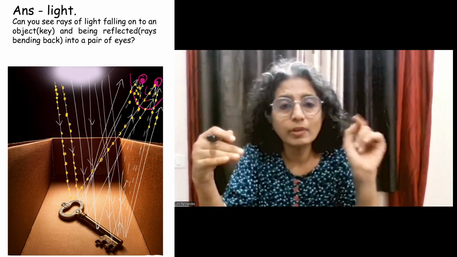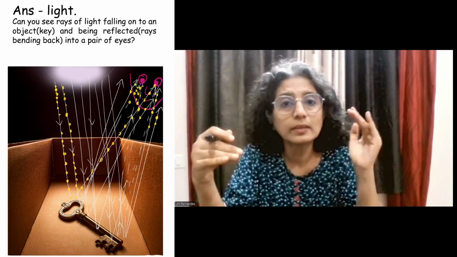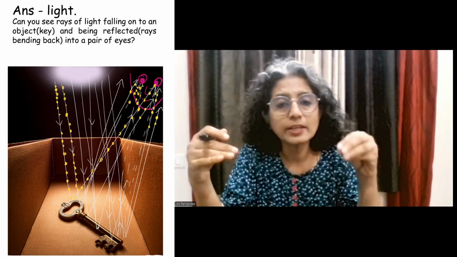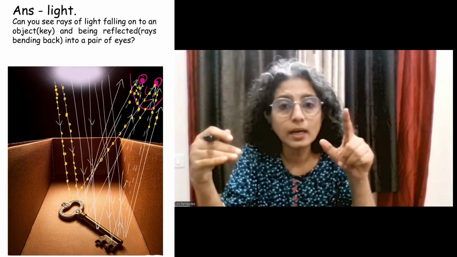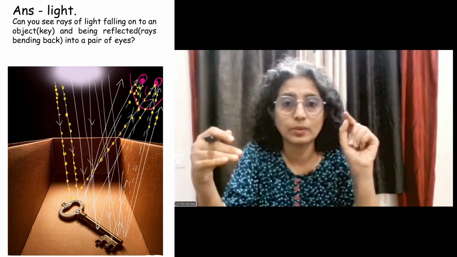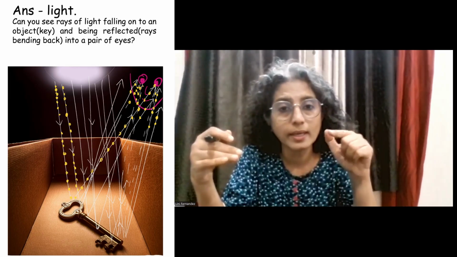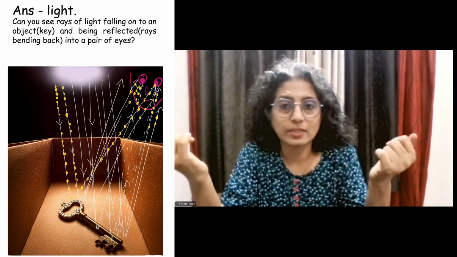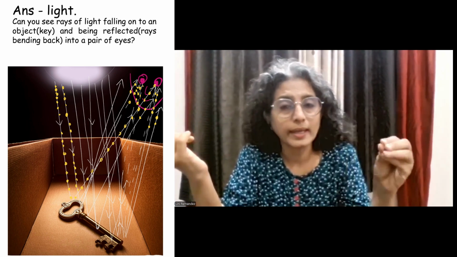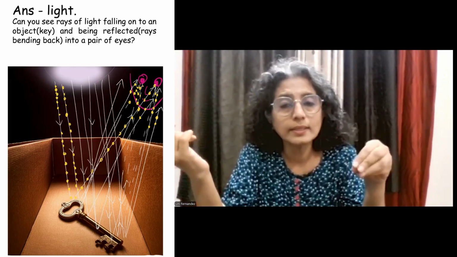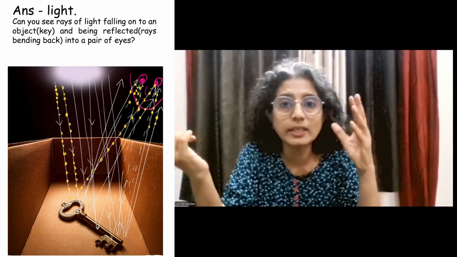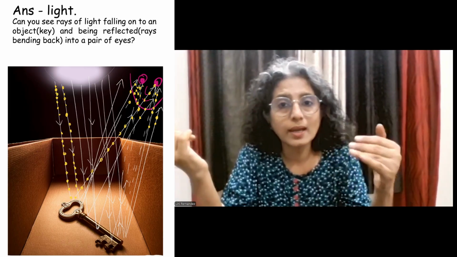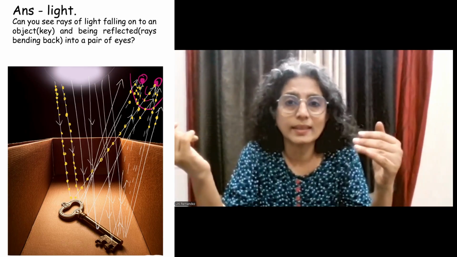For now, have a look at the rays falling from the source of light and being reflected back to that pink cartoon's eyes. The rays are going back into the eyes, and that is what is going to help people see things. So if there were no light, there would be no light rays, and there wouldn't be any rays going into the eyes. And if no rays go into the eyes, we cannot see anything.